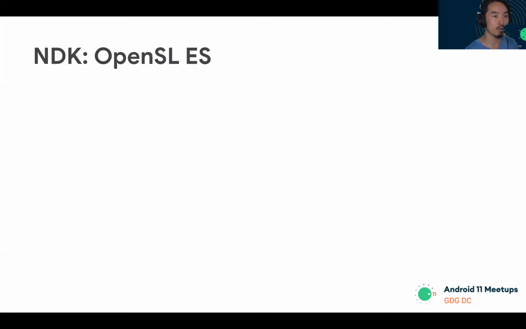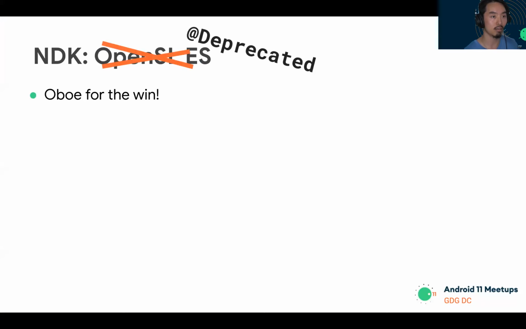Next up is for native audio developers. So previously, if you wanted to process audio, you probably would have used something like OpenSL ES, but that's now deprecated and not recommended. Another project called Oboe is now the recommended solution.